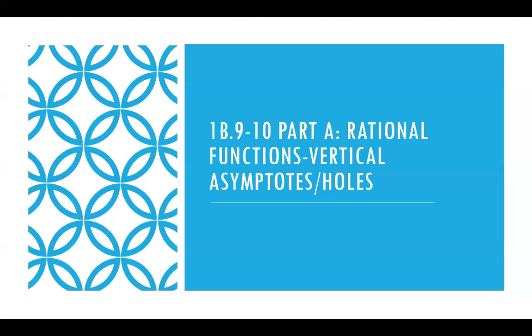All right, so we're on 1B 9 through 10, part A. We're talking about rational functions with vertical asymptotes and holes. So we're going to keep building on those concepts so that we have it solidified. Does that make sense? Once we get it down, I think you'll be like, oh, that's not terrible.